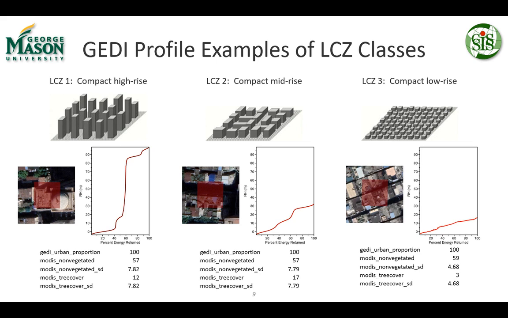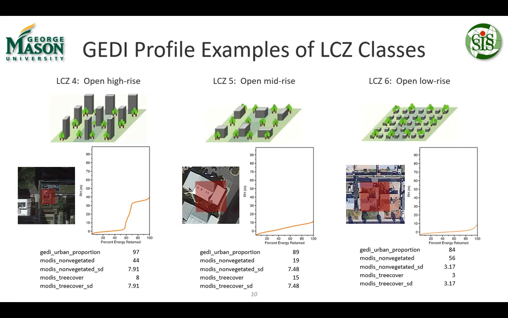Okay, so this is another example of compact mid-rise, and you can see the return heights are lower. This is basically a footprint of it, so you can get exactly the third dimension structure of this pixel. So this is another example.